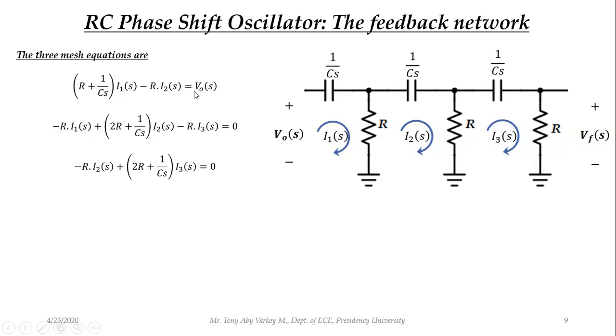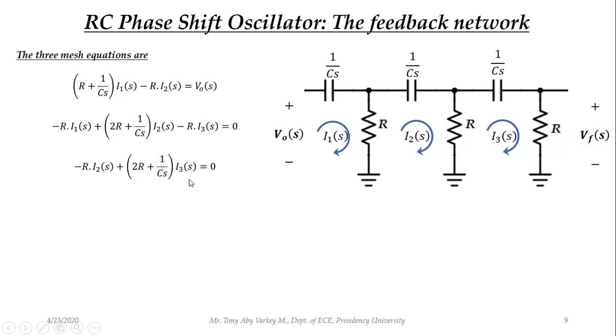Okay, so first mesh equation, you can see that variables are I1 and I2, because this mesh doesn't have a component carrying I3. Correct. Mesh 2 has all the currents because R is carrying I1 and I2. This capacitor is carrying I2. This R is carrying I2 and I3. So it will have all the terms. And in the third mesh equation, I1 is not there.